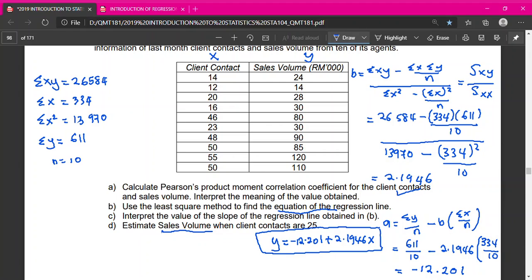Okay, sebenarnya ada dalam your calculator juga, boleh terus dapatkan value B dan A. Di mana you tekan shift 2, tekan arrow ke kanan lagi sehingga you dah ada A, B dan R. So A tu adalah value intercept dan B adalah value slope. Untuk dapatkan value A tekan 1 dan equal, so you akan dapat negative 12.201 tadi. Dan nak cari B pula tekan shift 2 tadi, tekan arrow dan tekan B 2 dan equal, so 2.1946. So you akan dapat value A dan B exactly.